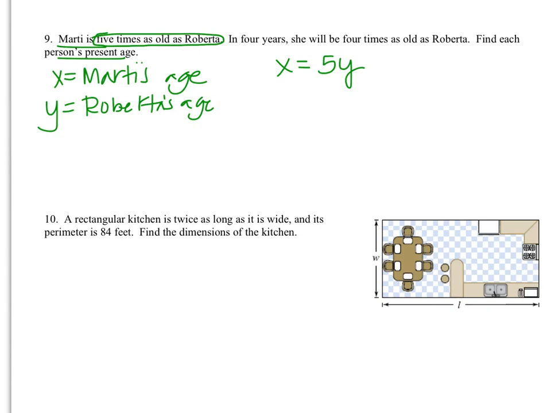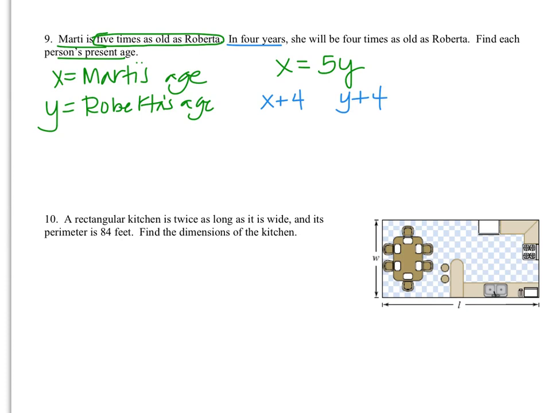It's the next 3 words that make the second equation significant. In 4 years. So underline in 4 years. Think about both of their ages. Marty would be 4 years older, and so would Roberta. What I'm going to do now is put X plus 4 on one side and Y plus 4 on the other. That's how old they both would be in 4 years.